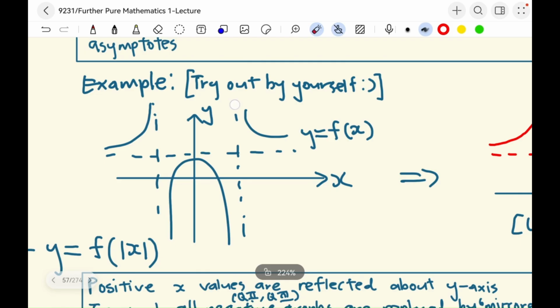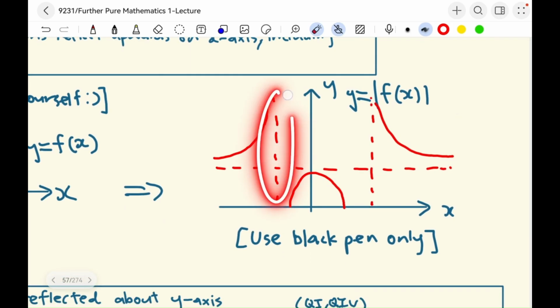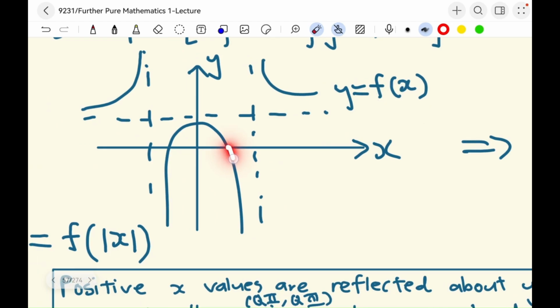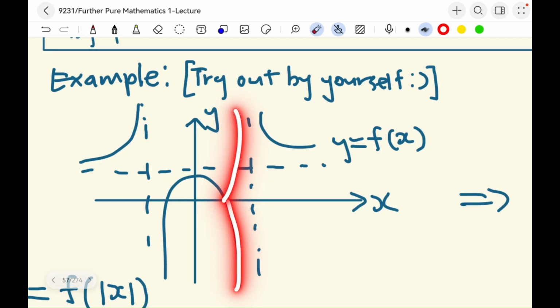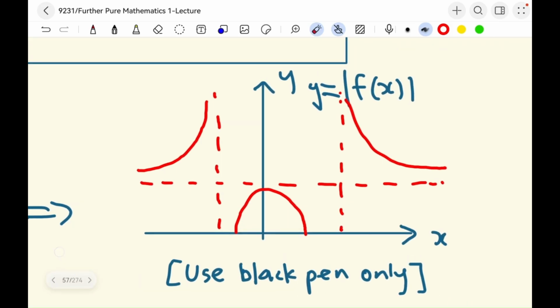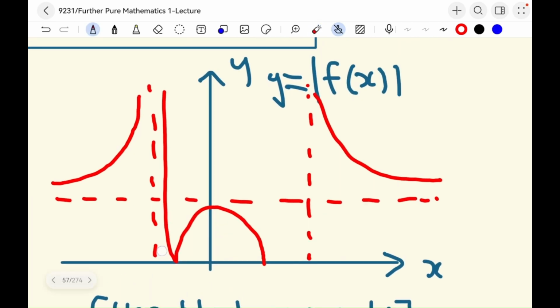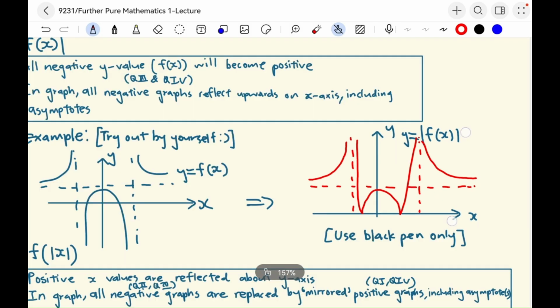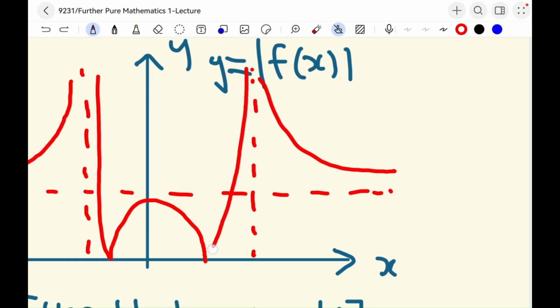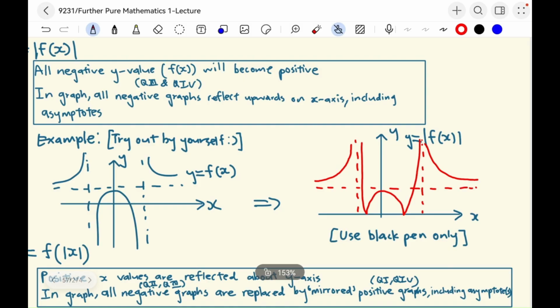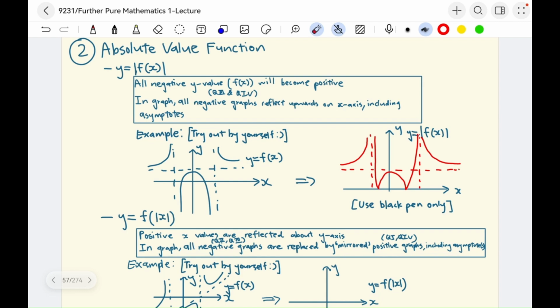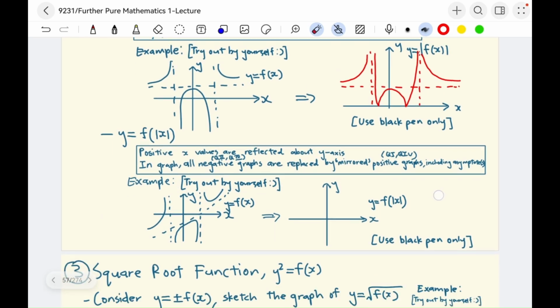So the two VAs can be reflected upwards, but eventually they are identical, so they are combined. And next the graph, you see it is approaching this asymptote. This means that this must be reflected upwards as well as this one. So eventually your graph should look like this. Bad drawings, my bad. So this is how the modulus of f(x) looks after we have reflected the entire negative graphs and asymptotes upwards.